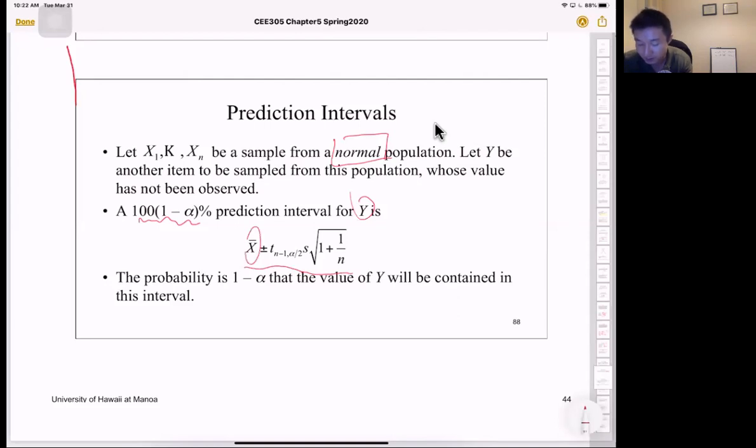T is again the student's t distribution. The degree of freedom is n minus 1, as we can see from here, and the half alpha does not change. S is the sample standard deviation, and n is the sample size. Because this is a future value, we can say it is a probability. So the probability is 1 minus alpha that the value of Y will be contained in this interval.